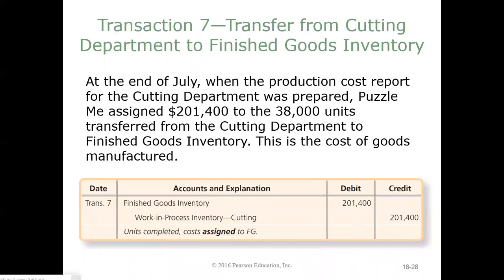At the end of July, when the production cost report for the cutting department is prepared, they assigned $201,400 to the 38,000 units transferred from the cutting department to finished goods inventory. So finished goods inventory goes up $201,400. Work in process inventory cutting goes down by $201,400.